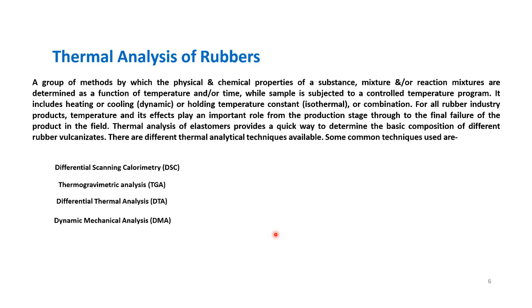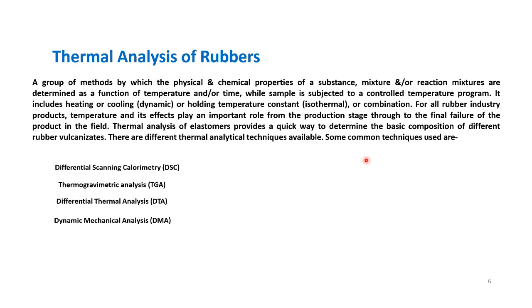So we can do the static property check, or dynamic, or isothermal, or a combination of both. Static means isothermal, and if we are increasing the cooling rate or heating rate, in that case it is dynamic. So both can be checked with these kinds of analysis, and a combination of both also can be done, because if we want to keep a temperature constant for some time and then increase it and then again keep it constant, that can also be done.